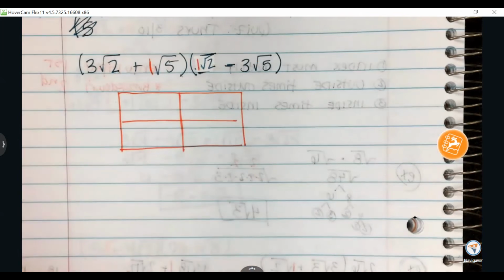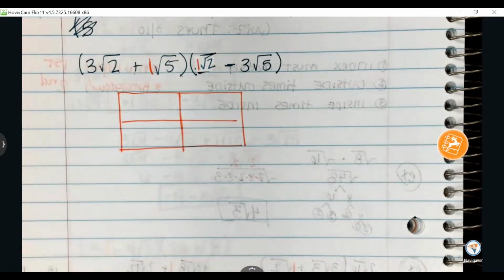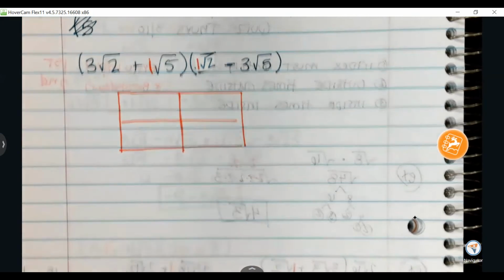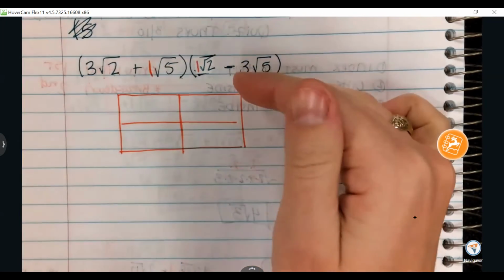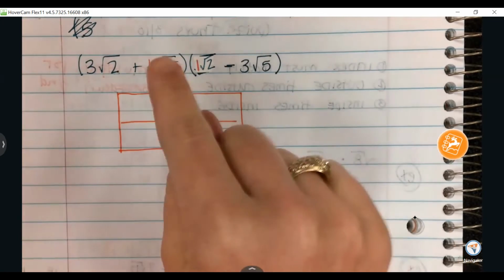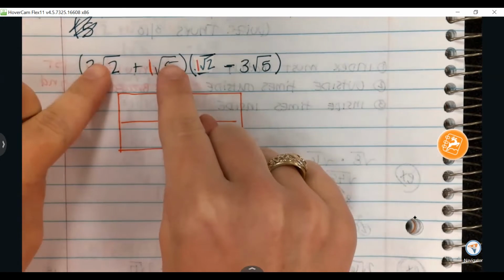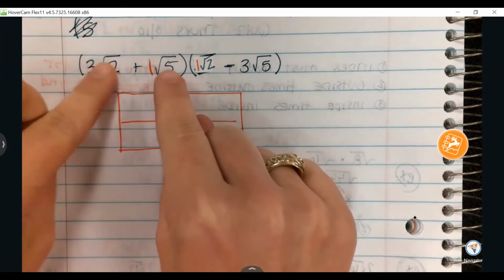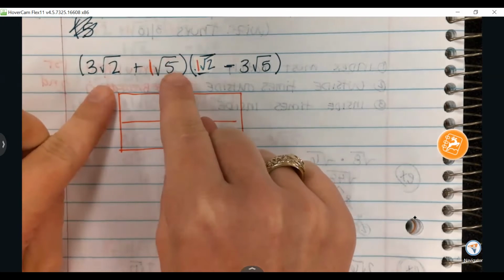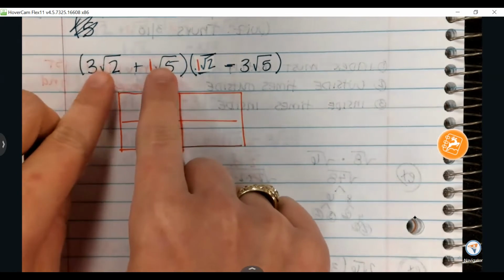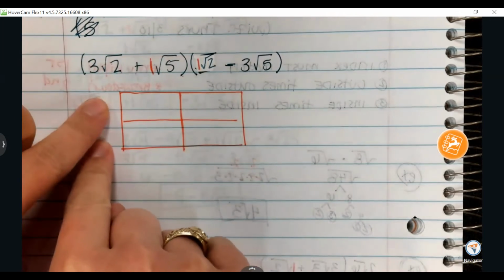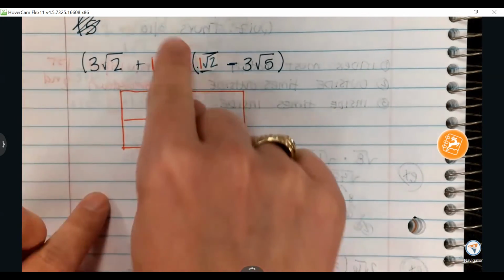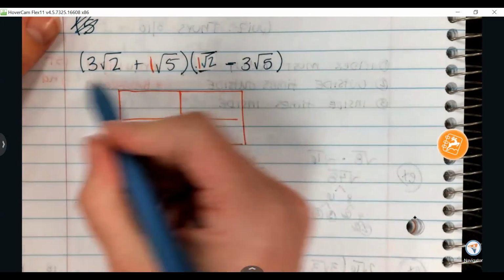Okay. Now, does it really matter where your numbers go? Yes and no. It doesn't matter which ones go on the side and which ones go on the top. But the numbers that are in the same parentheses have to go on the same side. So I can put both of these on top, or I can put both of these on the side, but I can't mix them.